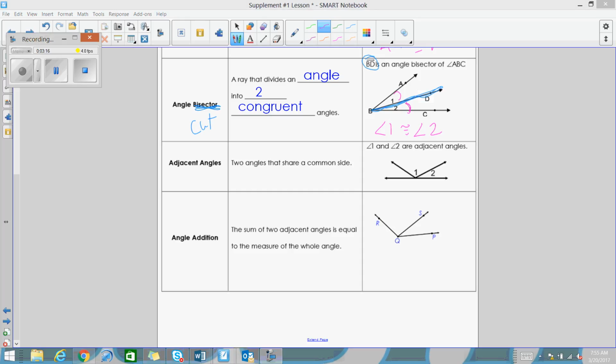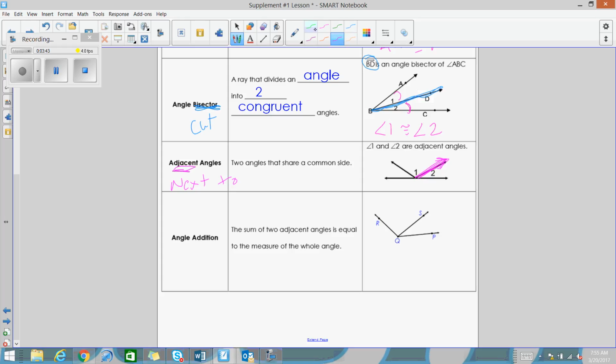All right, so now we're going to be talking about specific properties of angles. So the first is adjacent angles. Adjacent means next to. So if you have two angles that are right next to each other, they share a common side. So angle 1 and angle 2 are adjacent angles because they share this ray right here. 1 and 2 share that ray. All right? So adjacent means next to.